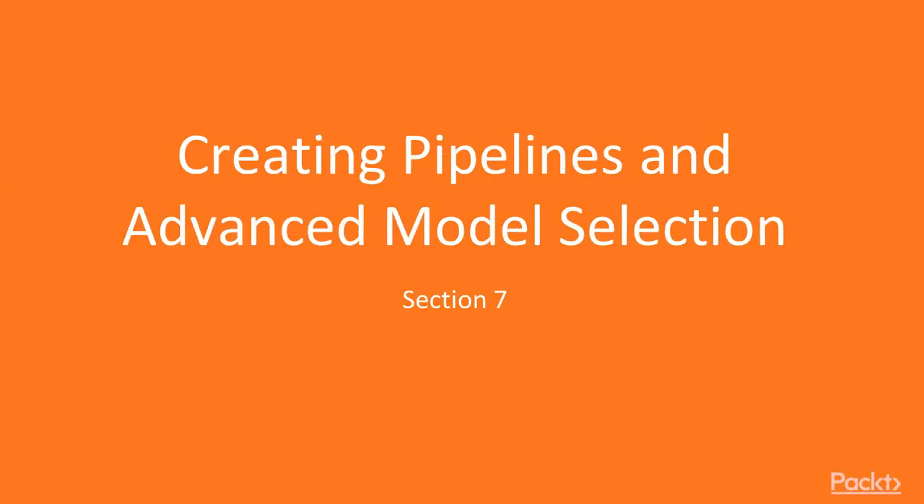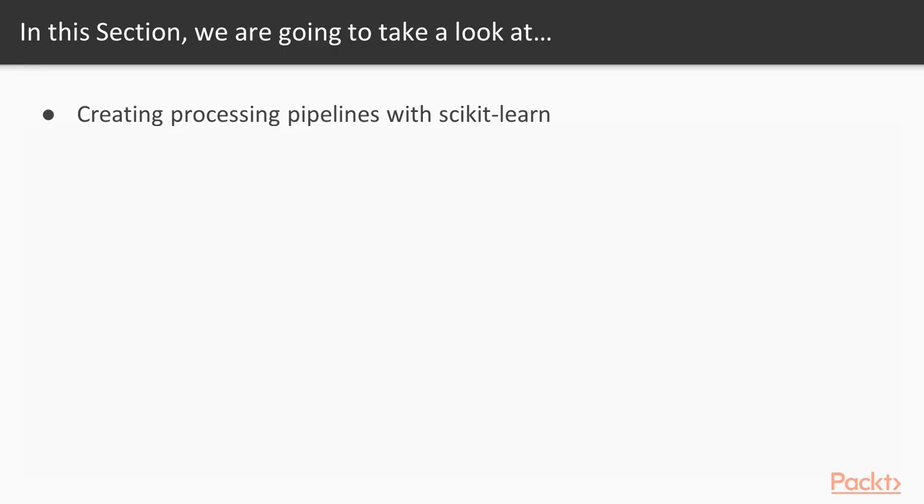Hello and welcome to Section 7, Creating Pipelines and Advanced Model Selection. In this section, we are going to cover creating processing pipelines with Scikit-learn. Processing pipelines are a set of sequential operations that we specify. The purpose is to perform fit and transform operations in a series of steps on a dataset so that the output of the first operation is passed on automatically to the next one and so on.